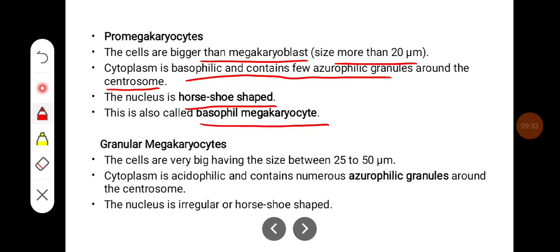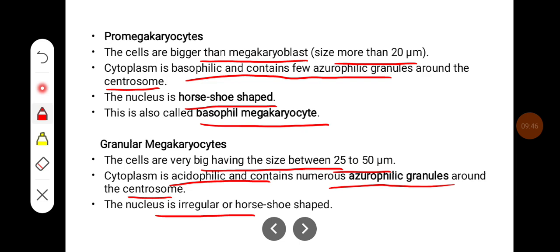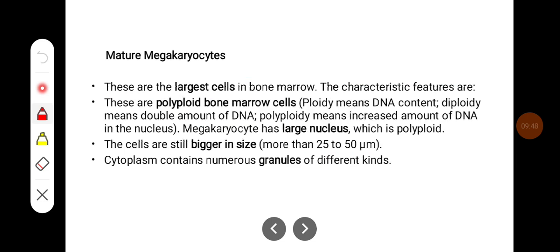Granular megakaryocytes are big, having size between 25 to 50 microns. Cytoplasm is azurophilic and contains numerous azurophilic granules around the centrosome. The nucleus is irregular or it can be horseshoe shaped. Mature megakaryocytes are the largest cells in the bone marrow.